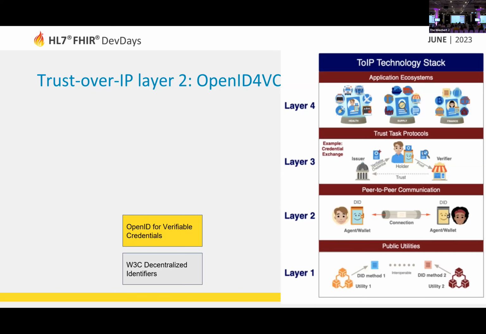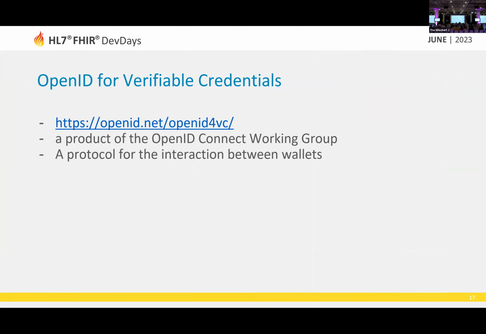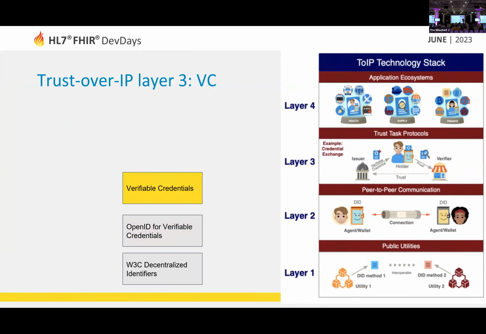Now, this protocol is called OpenID for verifiable credentials. This is the URL. I will not go into much detail about it because it's not yet included in the implementation that Frank will show you in a minute. Layer 3 is about the verifiable credentials, which are the attributes themselves, like my shoe size or my name or my age or my authorizations.